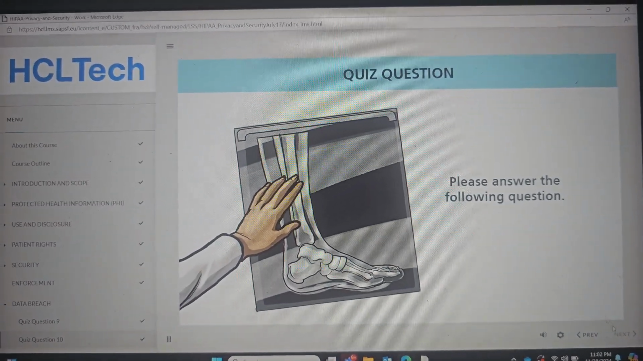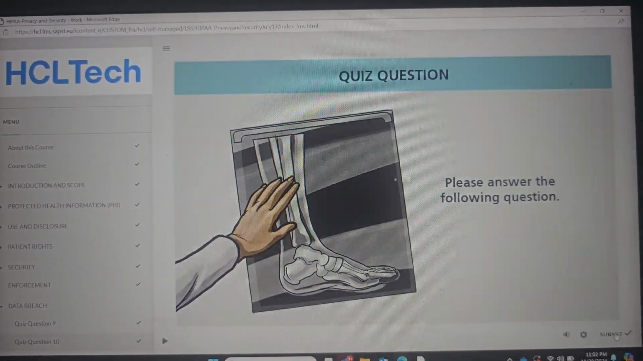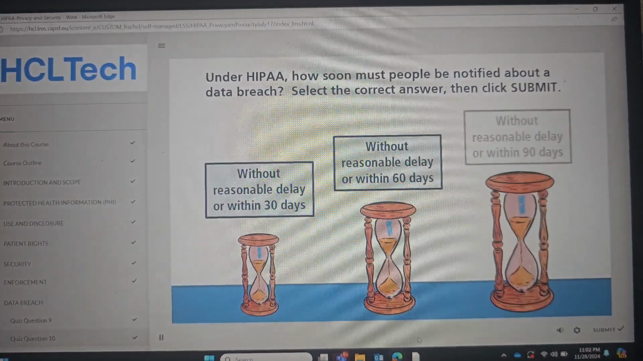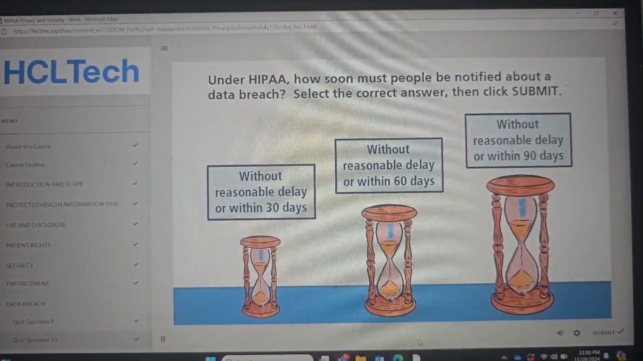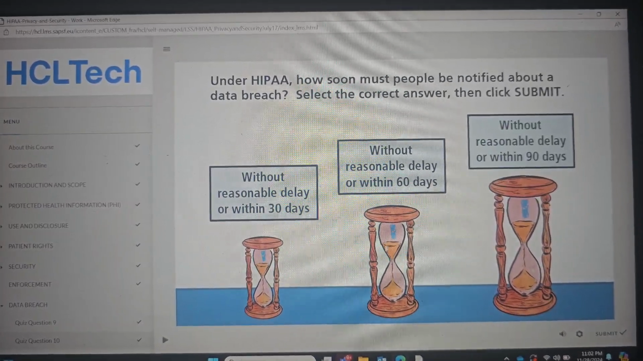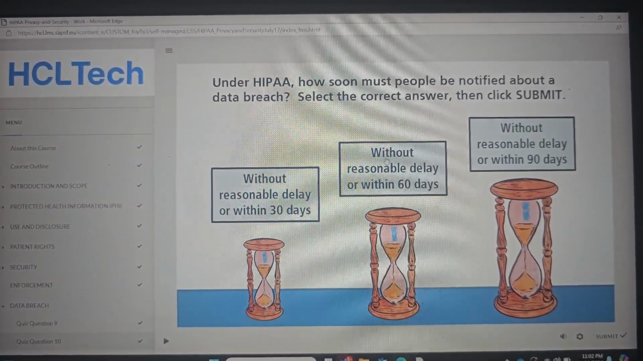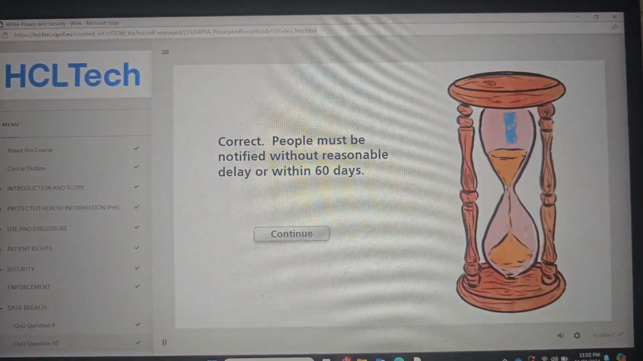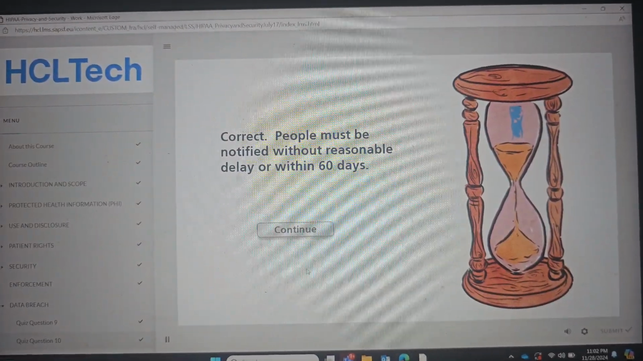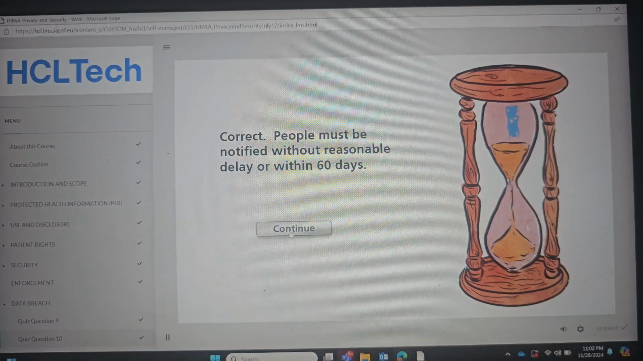Please answer the following question. Under HIPAA, how soon must people be notified about a data breach? Select the correct answer, then click Submit. Correct. People must be notified without reasonable delay or within 60 days.